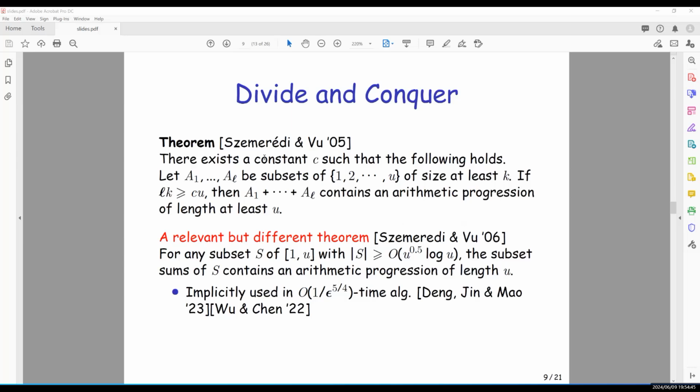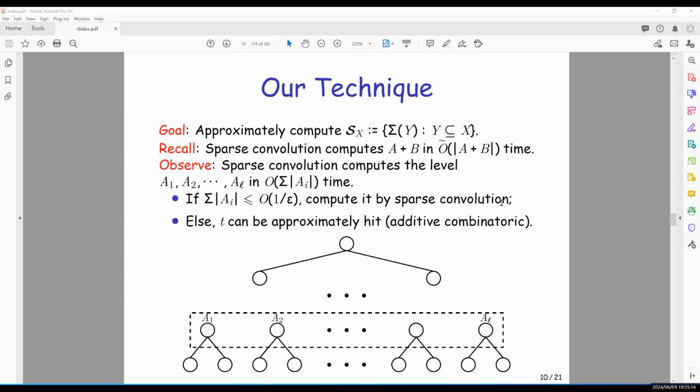But in this paper, we show that the Szemerédi 2005 theorem is perhaps a better fit tool in additive combinatorics. As we will see, this theorem complements very well with sparse convolution. To the best of our knowledge, this is also the first application of this 2005 theorem in developing algorithms for knapsack-related problems. Okay, so let us come back to our problem. Recall that the sparse convolution algorithm can compute the sumset in near linear time in the output size. Therefore, the overall running time of computing each level, say A1, A2 till AL, equals the sum of their cardinalities.